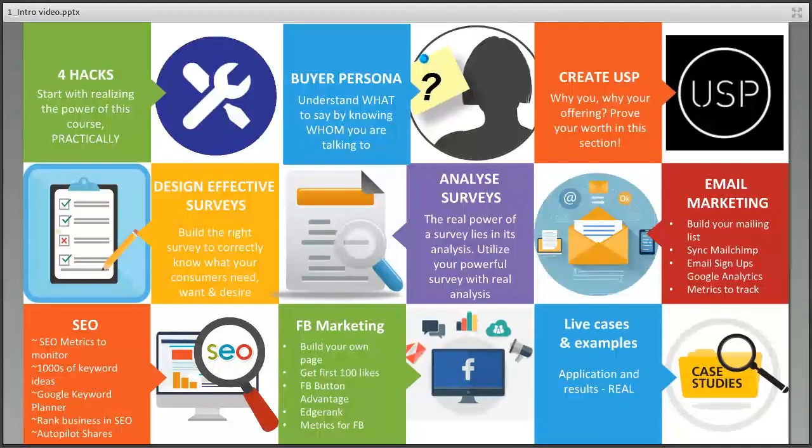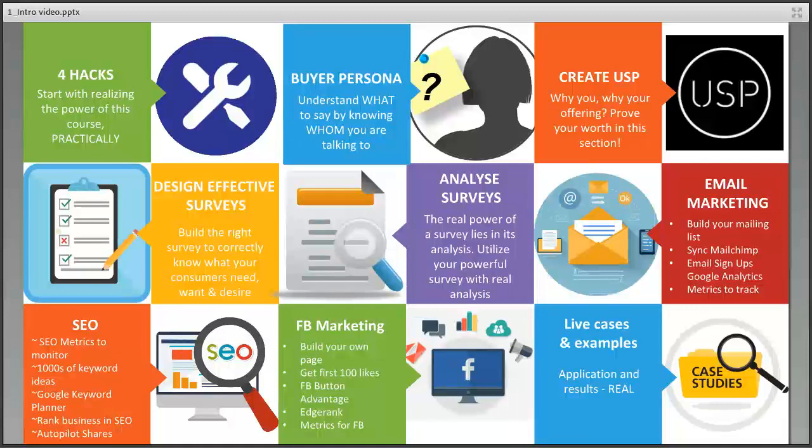The next section is going to help you analyze the surveys, because the real power of a survey lies in its analysis. So, we are going to utilize the powerful surveys with real analysis to come up with improvements or characteristics that we need to add to our business to be able to sell it better online.